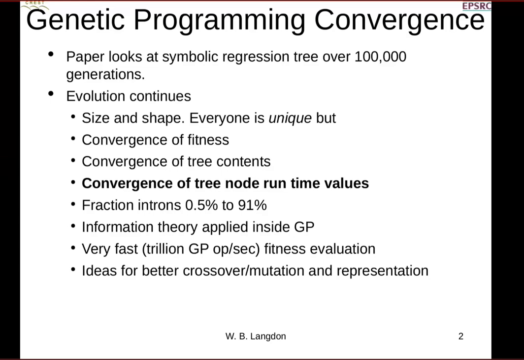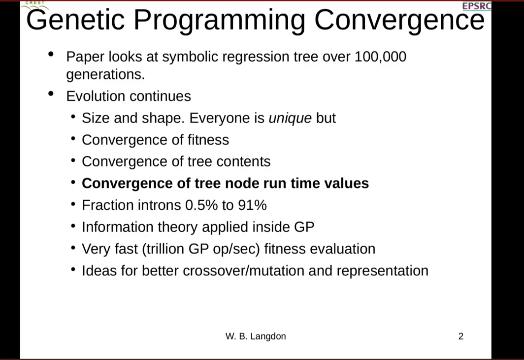And the part I've highlighted there is it also looks at not just node contents, but also their runtime. So essentially, phenotypic convergence within the tree. One of the surprises was we were expecting that the bloat would be entirely due to obvious introns, but it turns out that the fraction of introns within the trees is highly variable. In some cases it's almost none, and in some cases the trees are almost entirely full of introns.